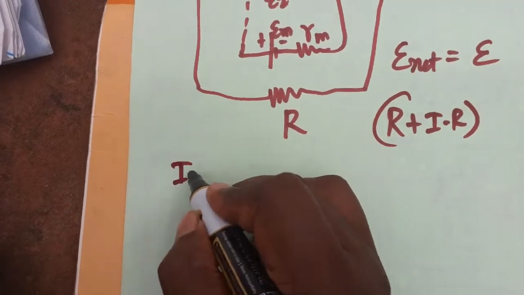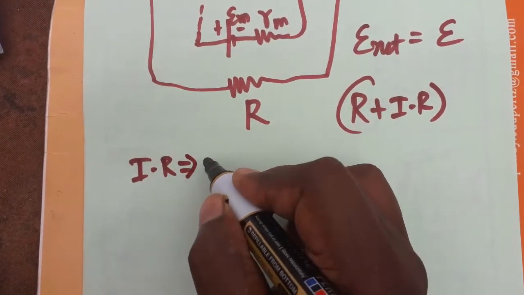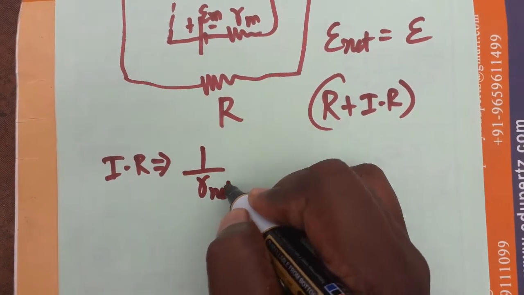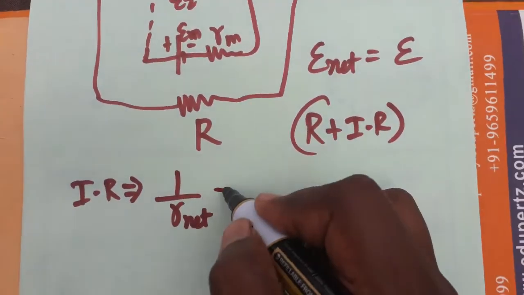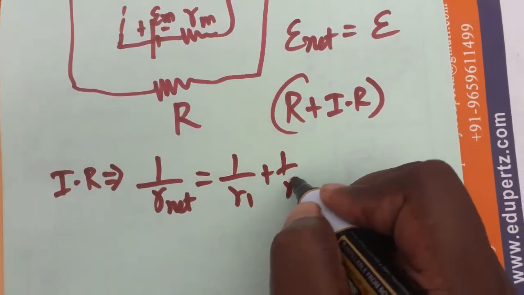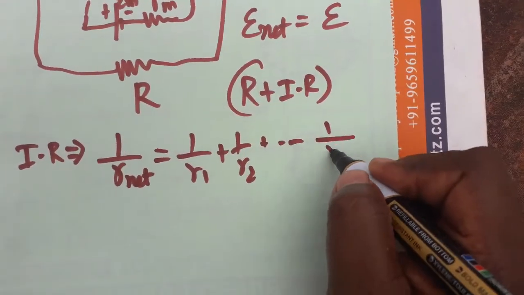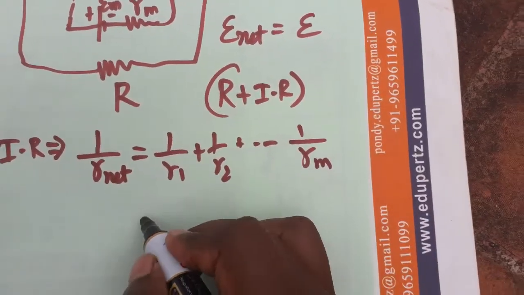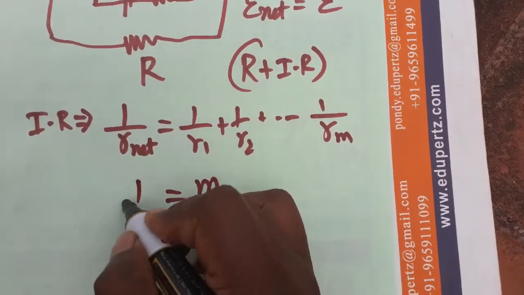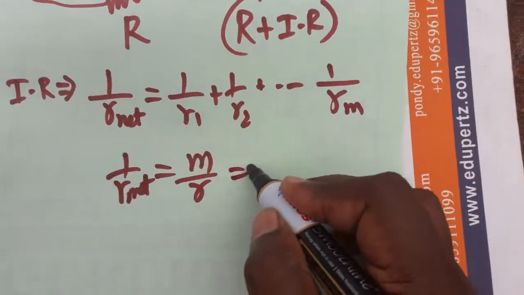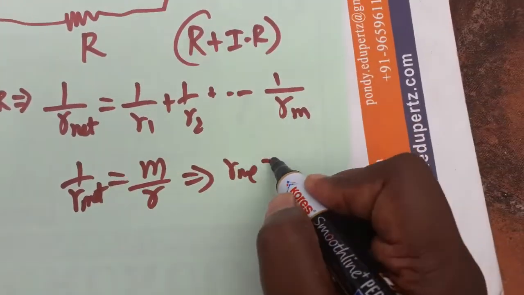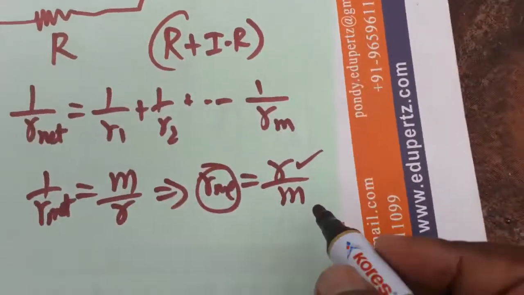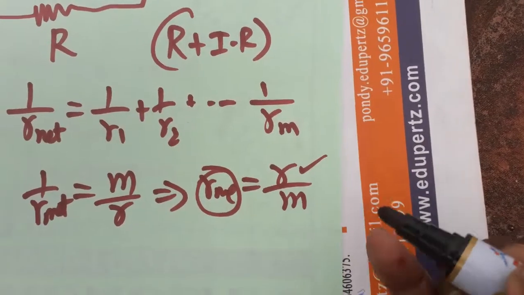Now the total internal resistance is 1 by R net. Why do I take 1 by R? Because in parallel you take 1 by R1 plus 1 by R2 and so on up to 1 by RM. All are identical resistances, 1 by r, 1 by r, 1 by r, so everything will be M by r. That means 1 divided by R net equals M by r. Flipping this equation, we get R net equals r by M, where R net is the total resistance, r is each resistance, and M is the number of resistances, that is, of EMFs connected in parallel.